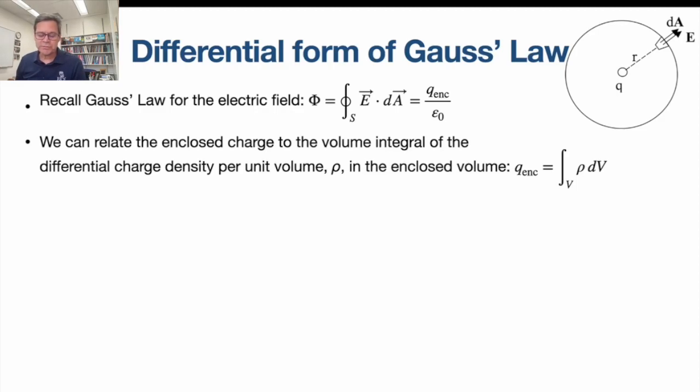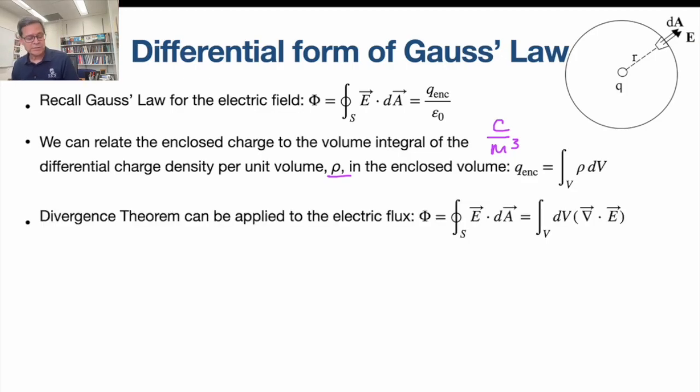Now, to do this, let's first start with the right side here, the electric charge that's enclosed. That's the total charge within the bound surface, but we can relate it to the volume integral of the differential electric charge density. Usually that's abbreviated by the Greek letter rho, and that refers to the electric charge per unit volume, for example, coulombs per meter cubed. So if we integrate rho dV over some volume V, the integral will give me the electric charge enclosed within that volume.